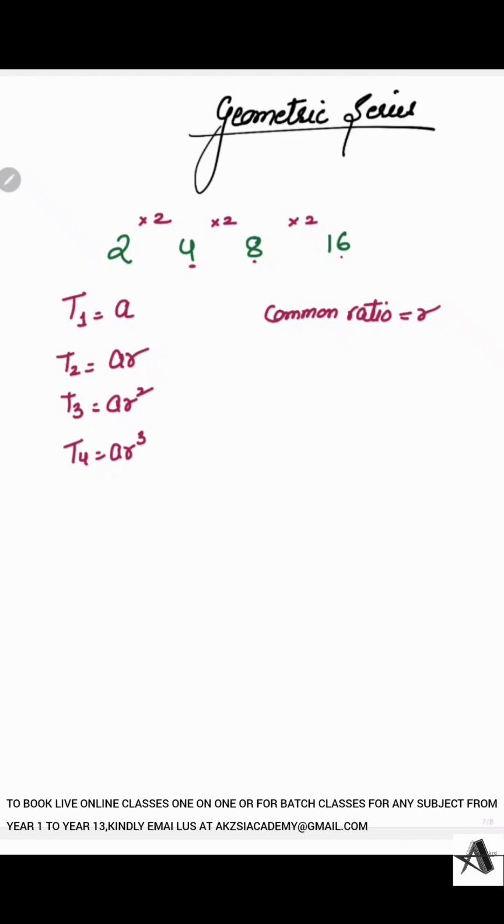From this you can easily conclude what the nth term will be. The nth term will be, because in the first term the power of r was 0. Nothing is there, so it was 0. r to the power 0 is 1.